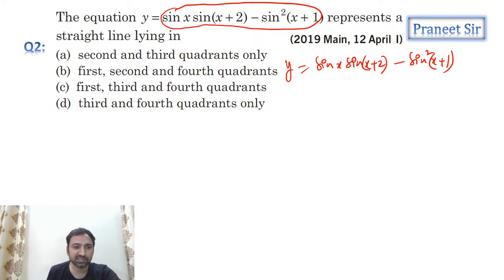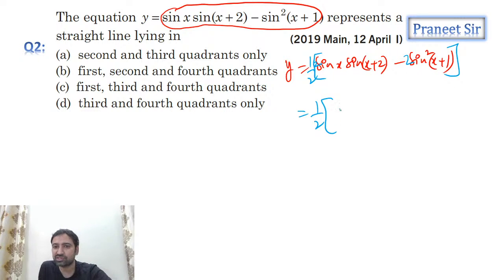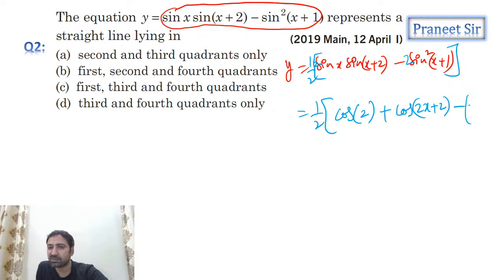If I want to simplify this, what I can do is multiply with 2 and divide with 2. If I do that, 1 by 2 into 2 sin x into sin x plus 2, and this is 2 sin square x plus 1. And if you simplify this, 2 sin x sin x plus 2 is cos difference minus cos sum. Cos difference is 2 and cos sum is 2x plus 2, minus 2 sin square x plus 1, we can write it as 1 minus cos 2x plus 2. That's what we're getting.